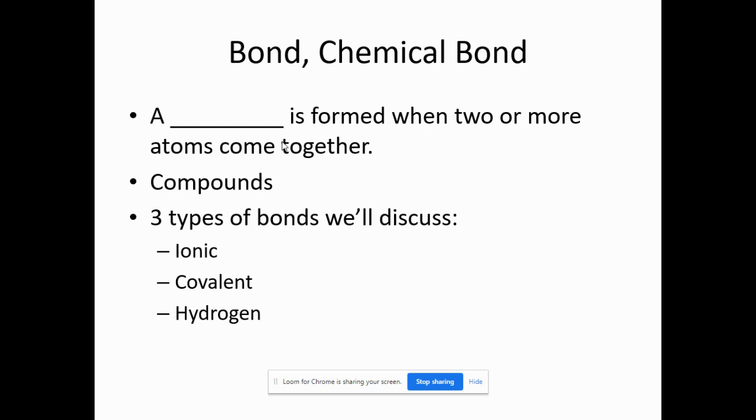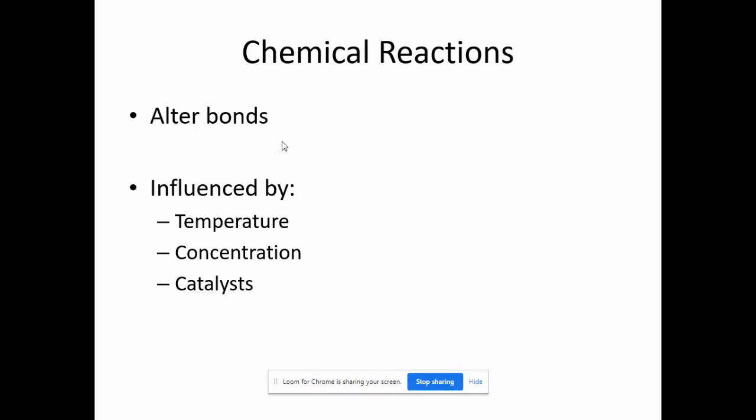All right. And so when you have, let's say, two atoms that are the same come together, well, that makes a molecule. Well, let's say, what's table salt? Well, table salt is sodium chloride, NaCl. Well, those are two different atoms that come together to form a bond, and we'll talk about that in a second. Well, then they will form a compound. All right, and three types of bond we'll discuss: ionic, covalent, and then hydrogen.